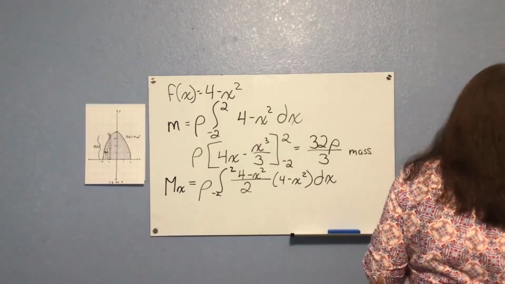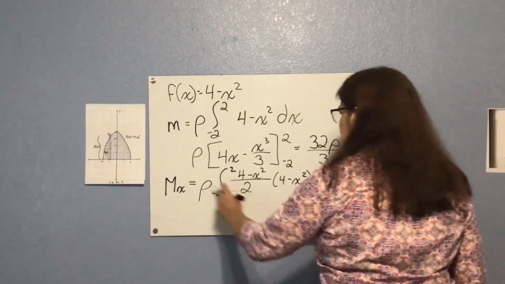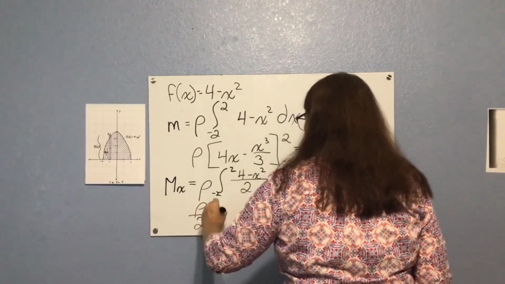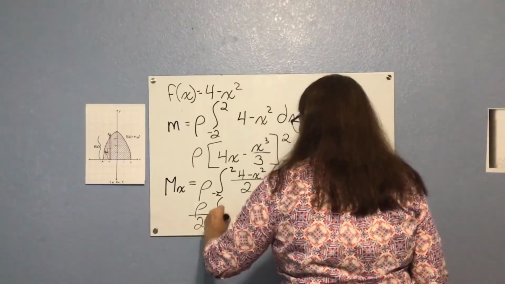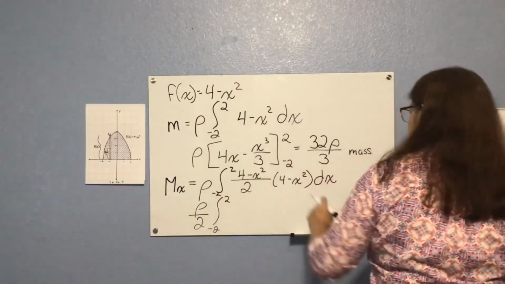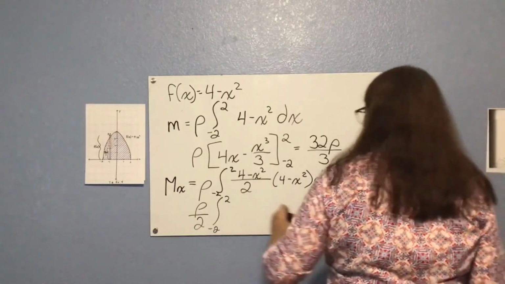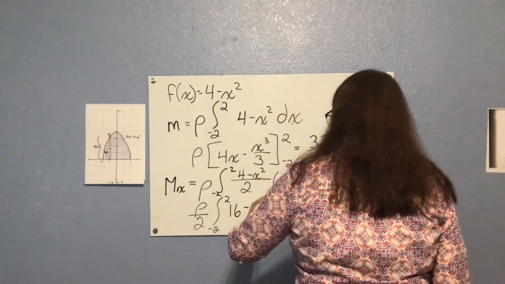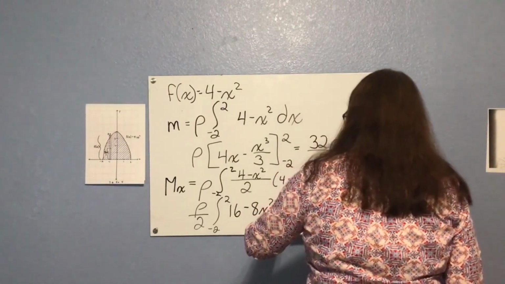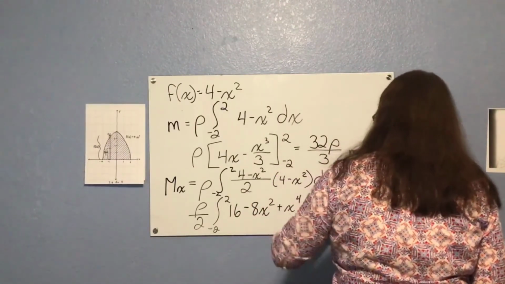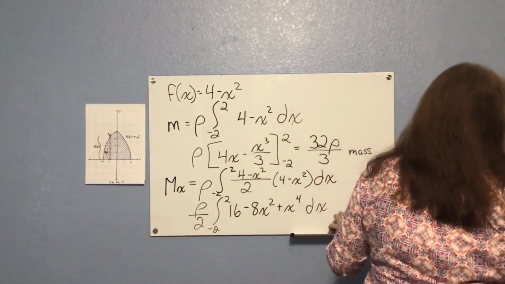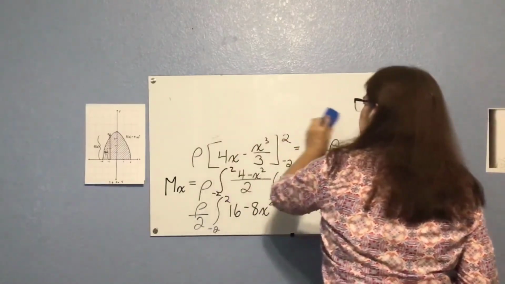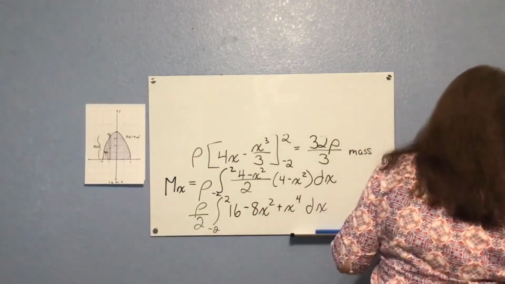Okay, when I multiply that all out, I'm going to take the 2 out here with the rho, so I have rho over 2. And so now I'm just squaring this. I get 16 minus 8x squared plus x to the 4th dx.